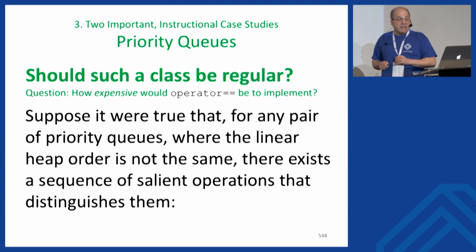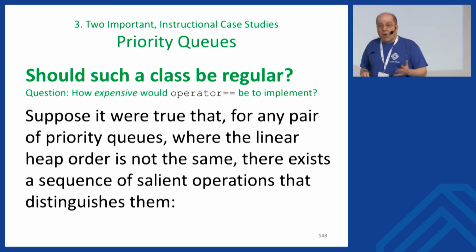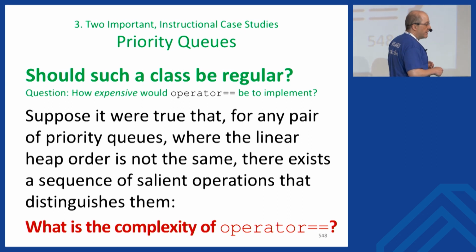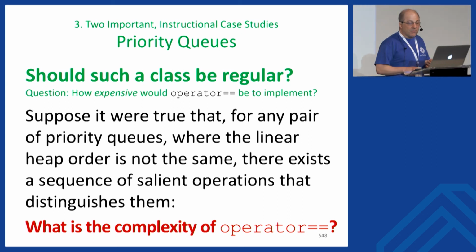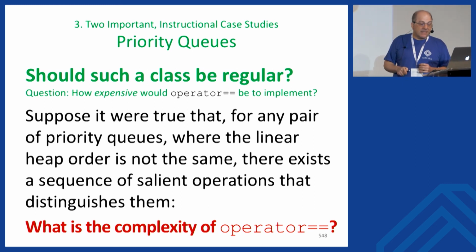Perhaps we make it a named function, but suppose it were true that for any pair of priority queues, there did exist a constructible way to tell the difference. And what would the complexity of operator double equal be? So suppose it were true that for any pair of priority queues where the linear heap order is not the same, there exists a sequence.